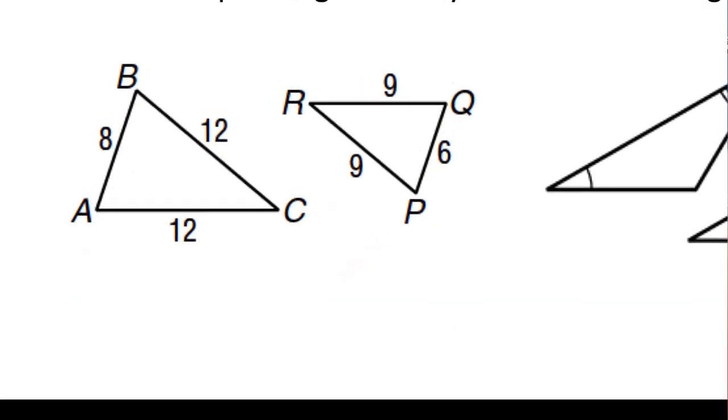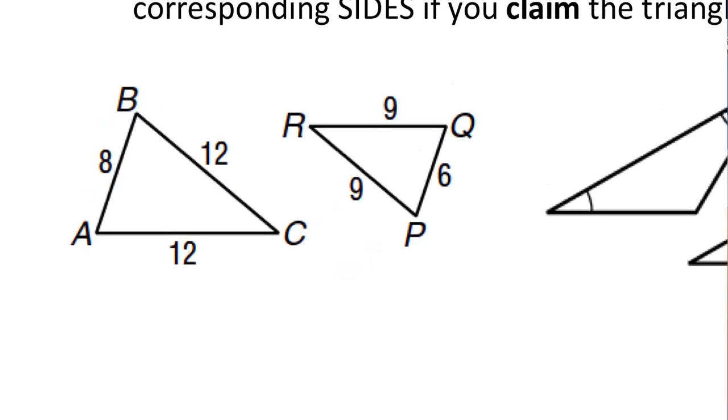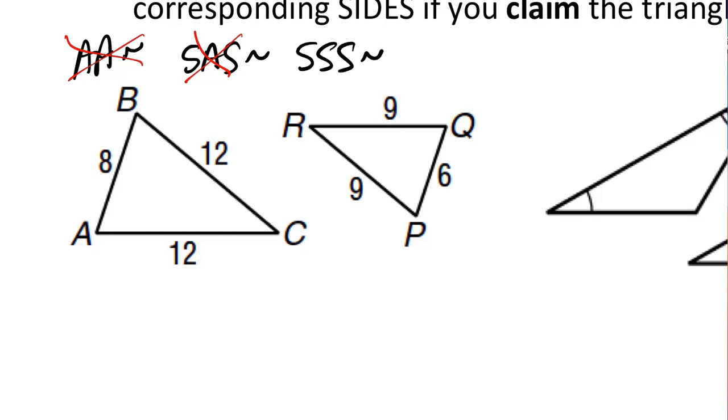So in this first example, we aren't told anything about the angles, so we're not able to use angle-angle similarity. And again, we're not told anything about the included angle, so we can't use side-angle-side similarity. So we're left with, are they similar by side-side-side similarity?